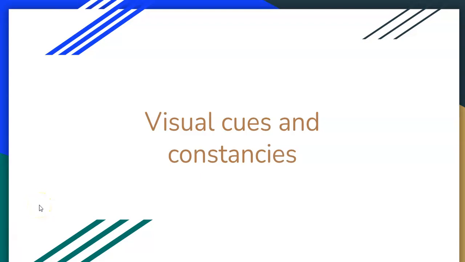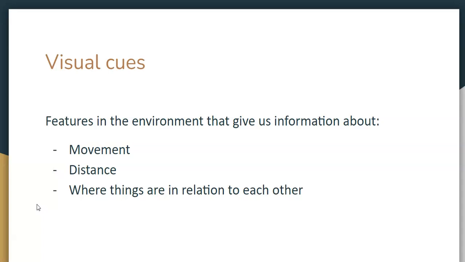This second lesson in perception is going to look at visual cues and constancies. So a visual cue is anything in the environment that gives us information. That could be things to do with movement, distance, or where things are in relation to each other. Anything that provides us with that sort of information is regarded as a visual cue.